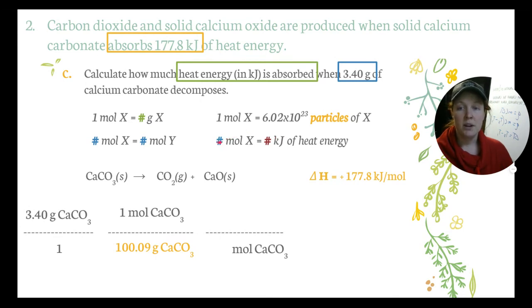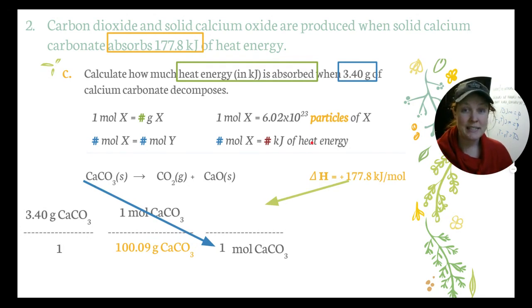So this number is going to be coming from the balanced thermochemical equation, so that should have a 1. And then if I use 1/2 of the conversion factor, I have to use the other half of the conversion factor. So kilojoules of heat energy goes on top, and that comes from our balanced thermochemical equation. Notice that it is a positive value, therefore it should be positive in your calculation.